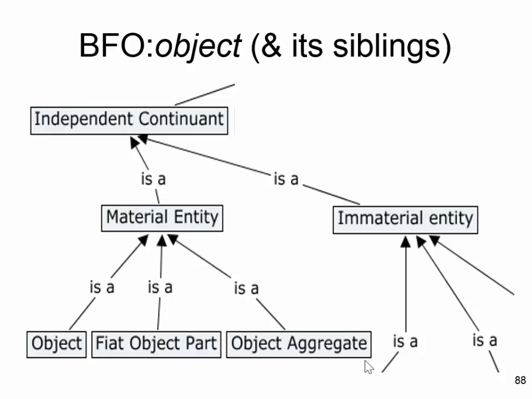And then we have object aggregates. Now, these two pieces of chalk form one object aggregate. So these are examples of fiat object parts.